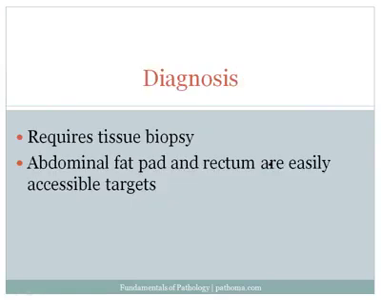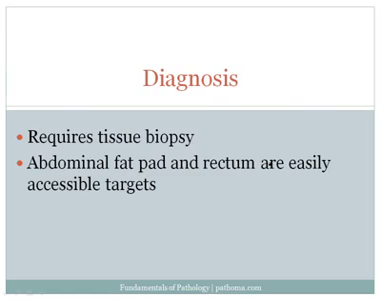The diagnosis of amyloidosis requires a tissue biopsy. It's not a blood test. It requires you to actually see the amyloid within the tissue and, of course, perform a Congo red stain that shows apple green birefringence. Targets that are relatively easily accessible include the abdominal fat pad. It's a very simple procedure. A needle is just placed through the abdominal wall into the fat pad and then aspirated, and the cells are placed on a slide, and amyloid would be visible in that way.